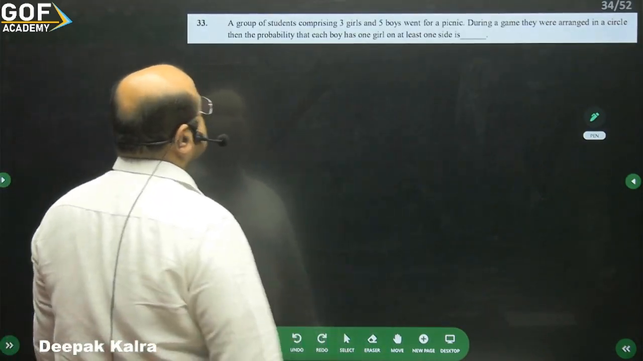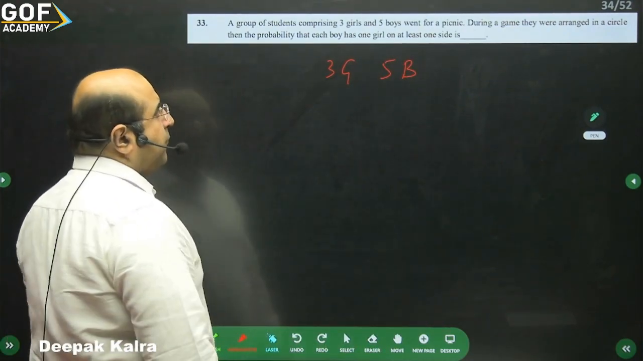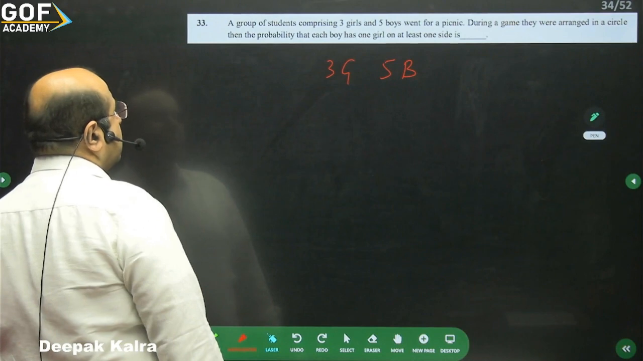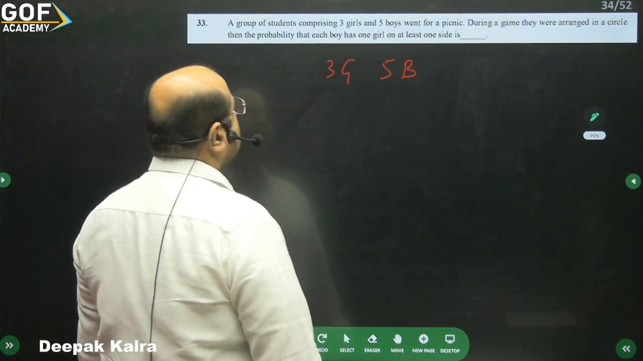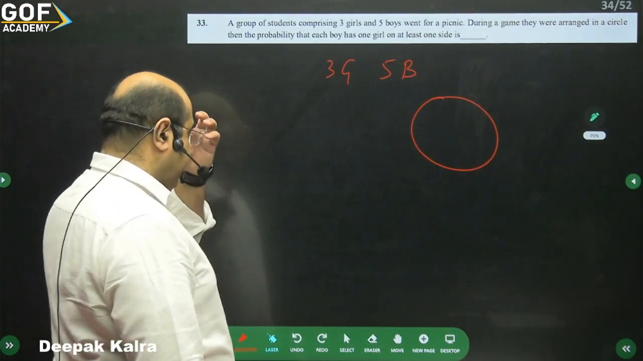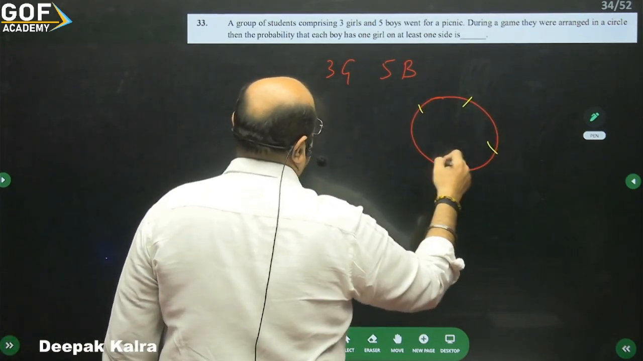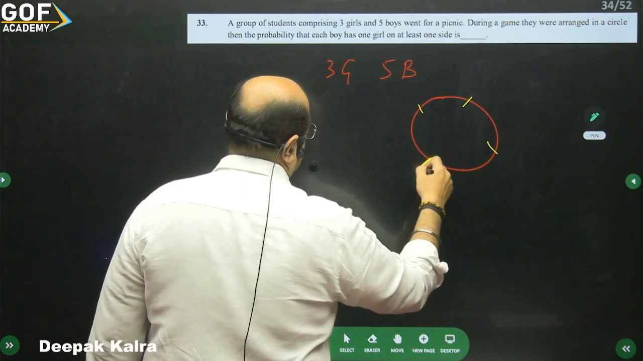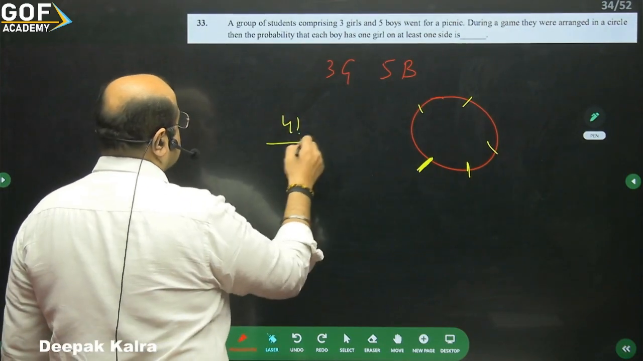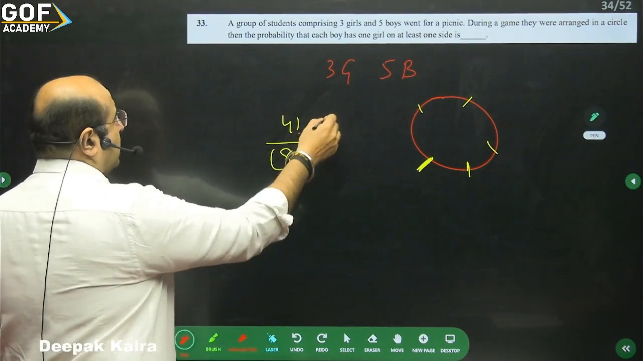A group of students comprising of 3 girls and 5 boys went for a picnic. During the game, they are arranged in a circle. The probability that each boy has one girl on at least one side. So first of all, let the boys be seated. 5 boys being settled in 4 factorial ways, that is 8 minus 1 factorial, I want the girls to settle down now.